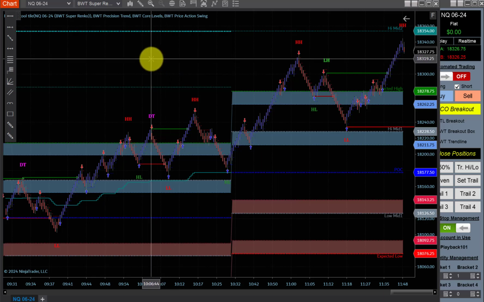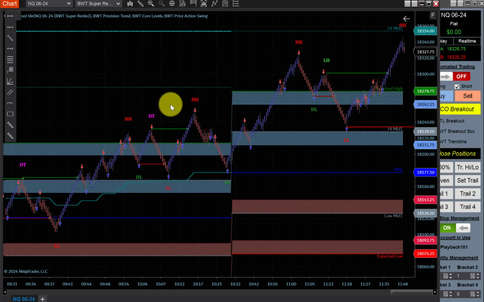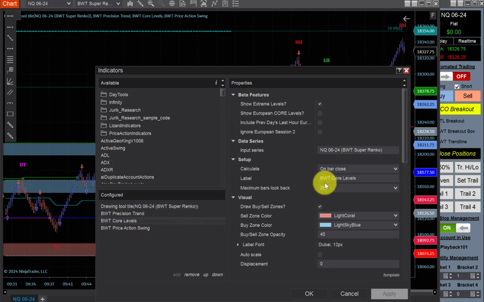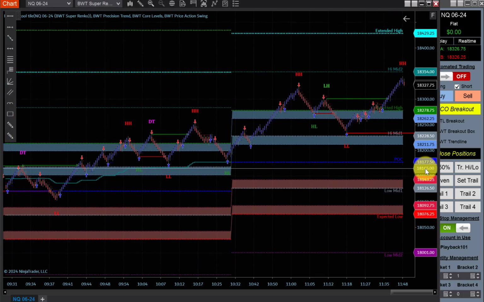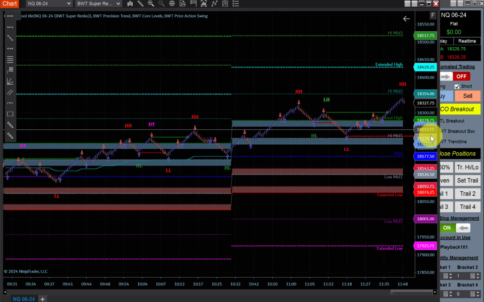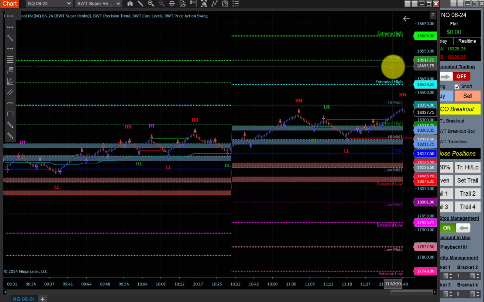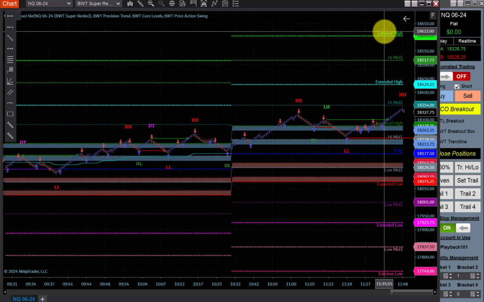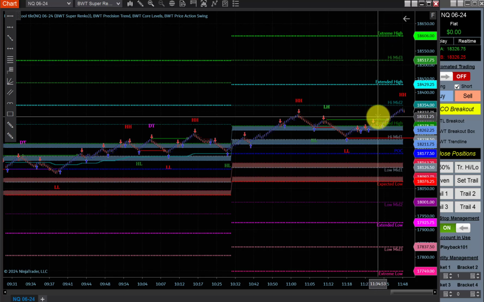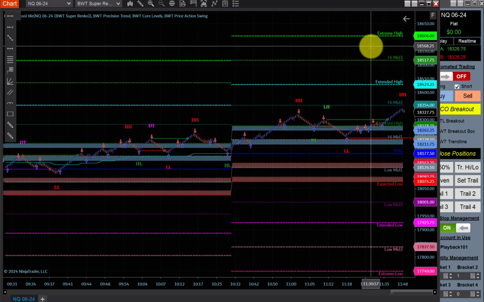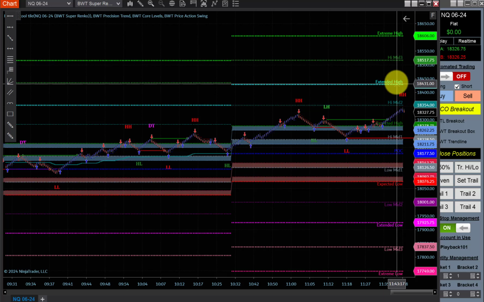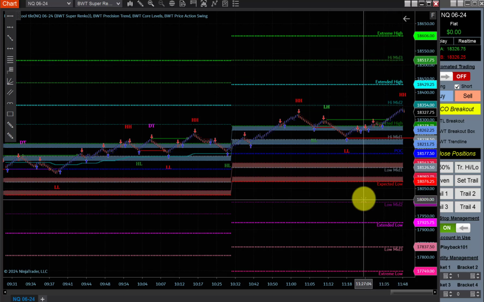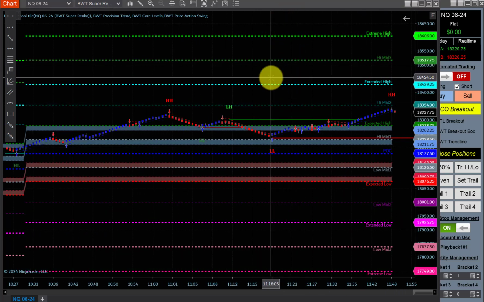Okay, so this part I'm going to talk about the indicators, and with the core levels now we have the ability to show the extreme levels, and if I check that, you'll see the extended high here and a midpoint between the extended high and the extreme high. And on this day the market did make it about halfway to the extreme high. Anyway, those are there because a lot of times the NASDAQ will go to these extreme levels or near them, so they are useful. We also have the European levels.